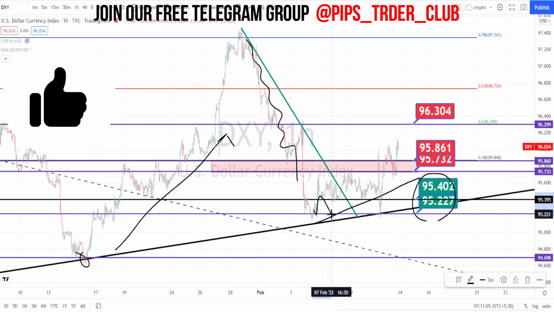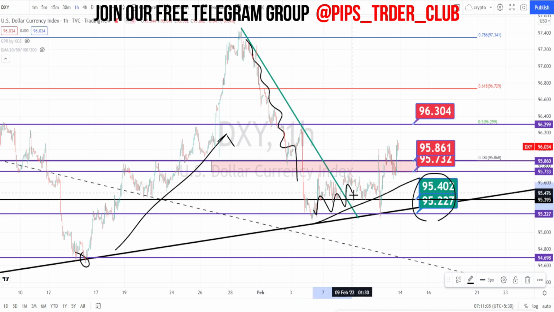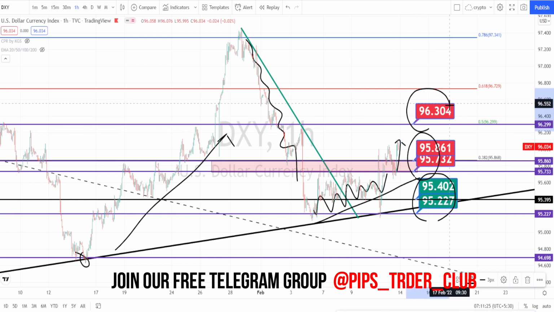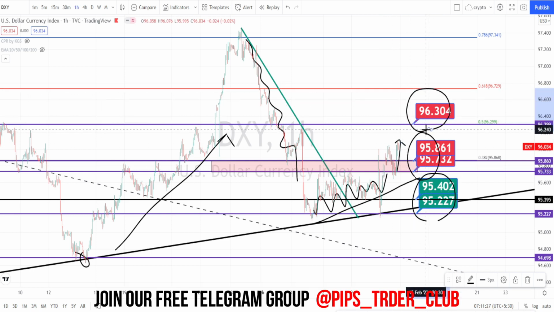Although it is not moving very fast, it is slowly on a bullish trend and moving sideways. It broke the previous resistance level of 95.86 and it has started its bullish trend. So if the bullish trend continues, we can expect it to take resistance at 96.30.